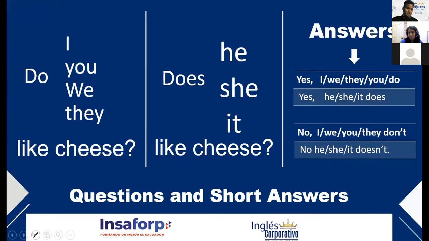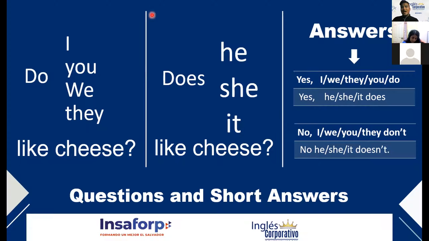Here we have the personal pronouns: I, you, we, they, right? And here we have the auxiliary that we use for those personal pronouns. Yes, we use the auxiliary do for the personal pronouns I, you, we, they. And the auxiliary that we use for he, she, it, the third person, is does.